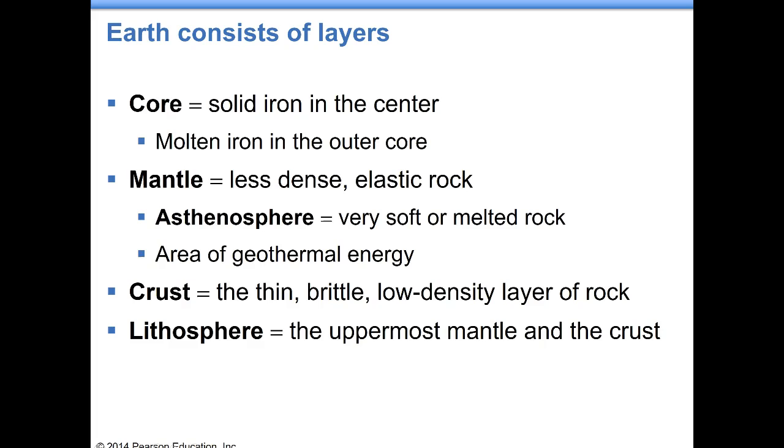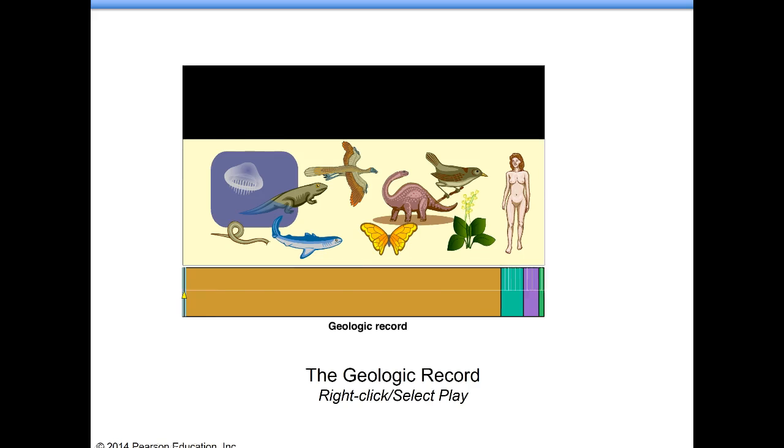And then the next layer is the crust, and that's the thin, brittle, low density layer of rock that we're getting our fossil fuels out of. And then the lithosphere, that's the uppermost mantle and the crust, and that's what we're walking on. That's what our soil's on. That's the one that we are in closest contact to.